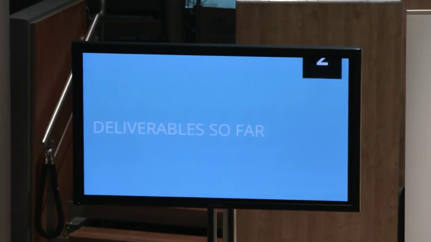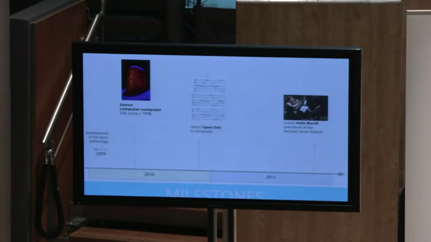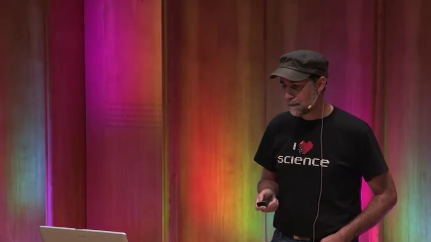So what had been deliverable at this time? In 2010, Iamus, the first computer that we designed, was able to compose its opus 1, so to say, piece of music. And 1 year later, in 2011, it was commissioned by the Canary Islands Festival, the first work that was premiered in this festival for the very first time. So it was the first time that the computer was premiering a piece of work in its own style, not in somebody else's style.